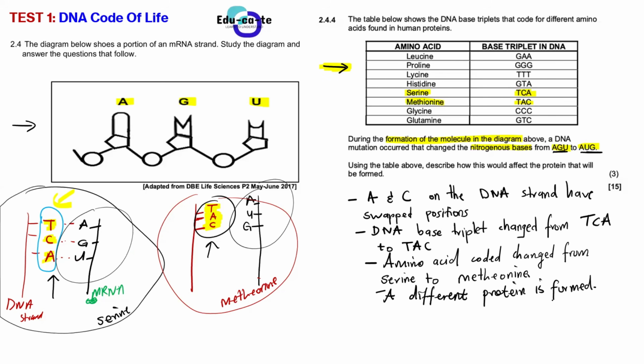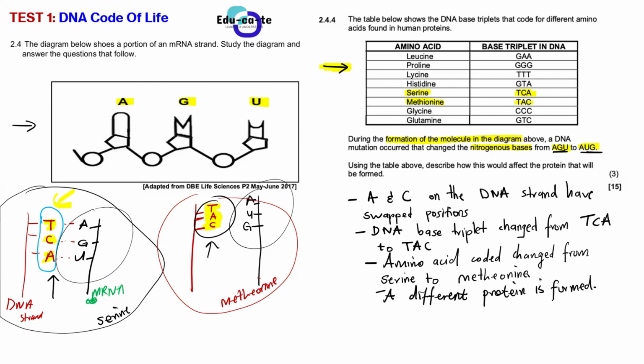That's how you explain it, guys. Two of those points will be worth only 1 mark. But that's how you explain. You explain based on what you are given. In this case, you were given a DNA-based triplet, so you shift everything to a DNA-based triplet and you tell us the amino acid that it is coding for.